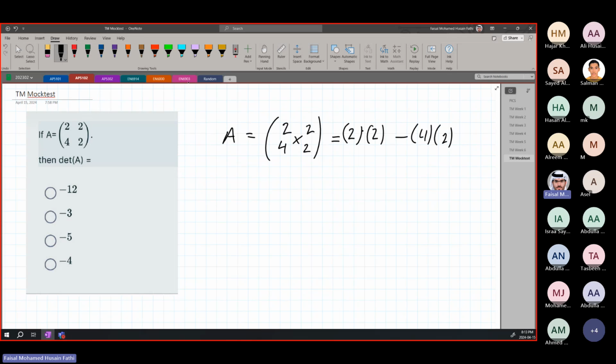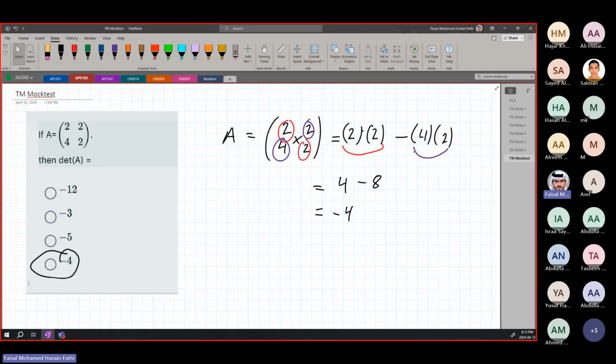All right? So you're multiplying the first 2 times 2 over here. These two are the first thing you multiply, and then you multiply these two over here, and subtract them from each other. So it's equal to 4 minus 8, which is equal to negative 4. So the answer here is negative 4. Very easy first question. Let's look at the next question.